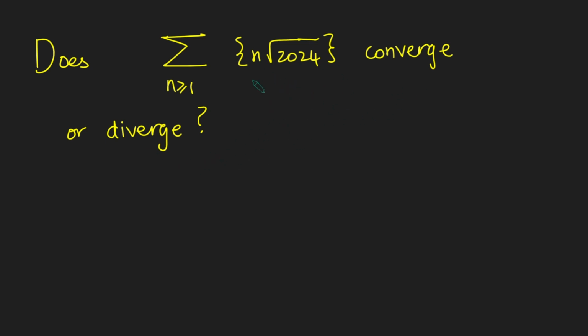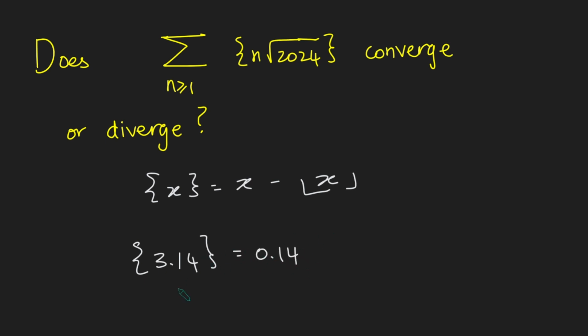So what does this fractional part mean? Well, the formal definition is it's x minus the floor of x. But what does this basically mean? It's just the bit after the decimal point. So the fractional part of 3.14 is just going to be 0.14. The fractional part of 8 would just be 0 because 8 is an integer.